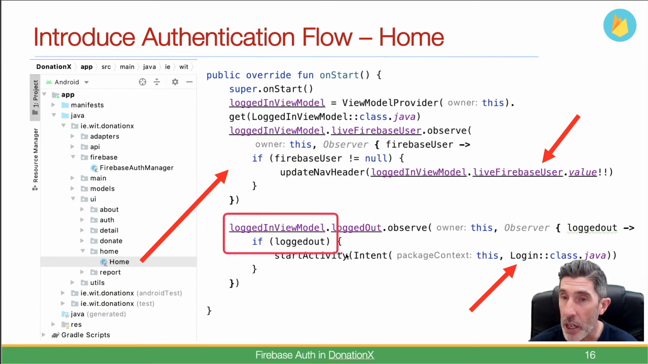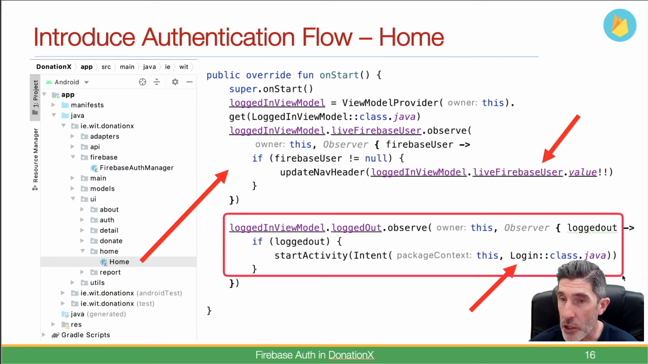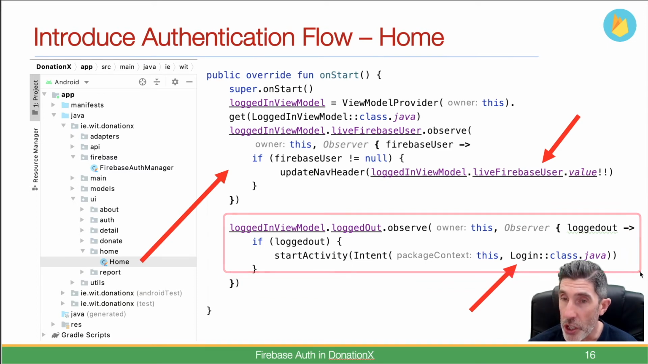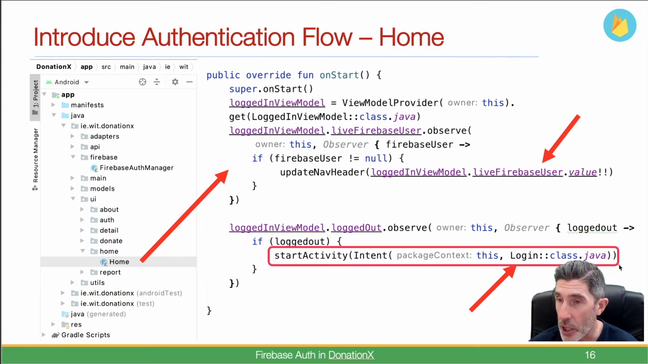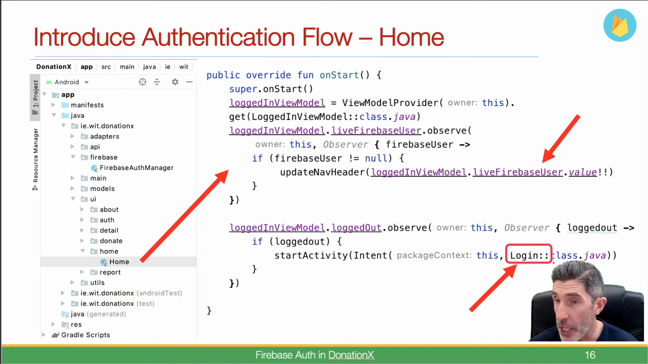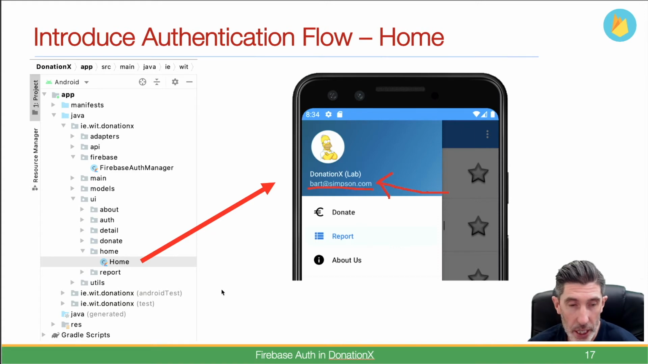We also have our logged out, just keeping track to make sure that if the user does sign out, our logged out mutable live data changes and updates to a true property. So if logged out is true, we take them straight back to the login screen. If you want to take them somewhere else, you can, but in this particular example, I'm just taking them straight back to the login screen. Okay. So once they're signed in, the nav header looks something like this in our home screen.